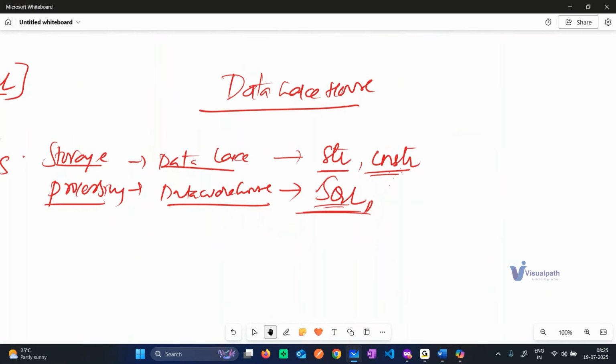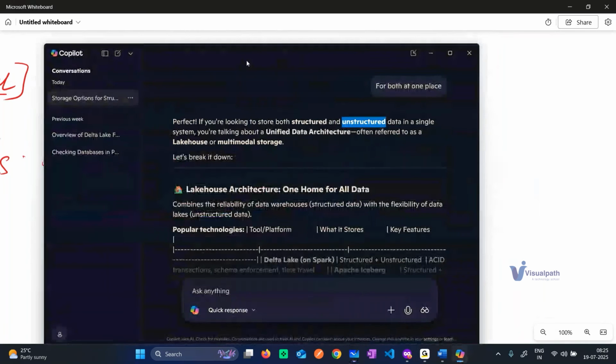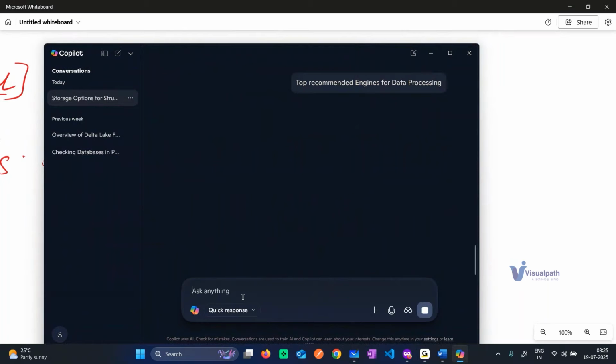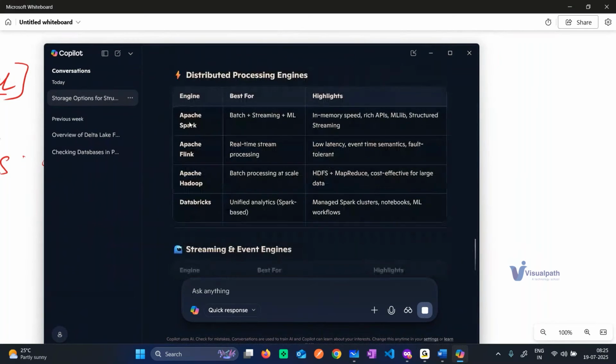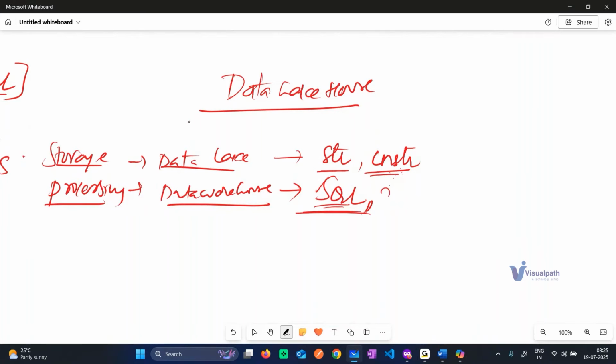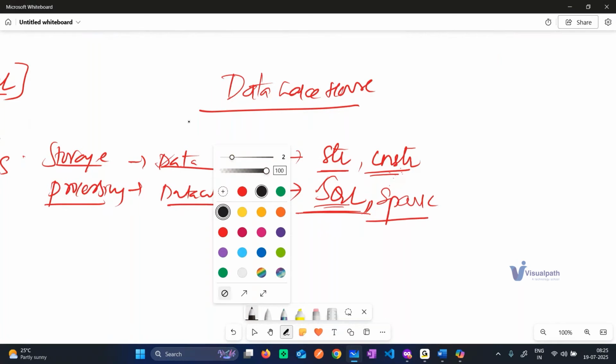So now participants, I have to go ahead and search on the internet: what are the top recommended engines for data processing? Now I want to focus on data processing. Now participants, you get to see here Apache Spark standing on the top. So let's also address Spark requirements. Now storage requirements are addressed.